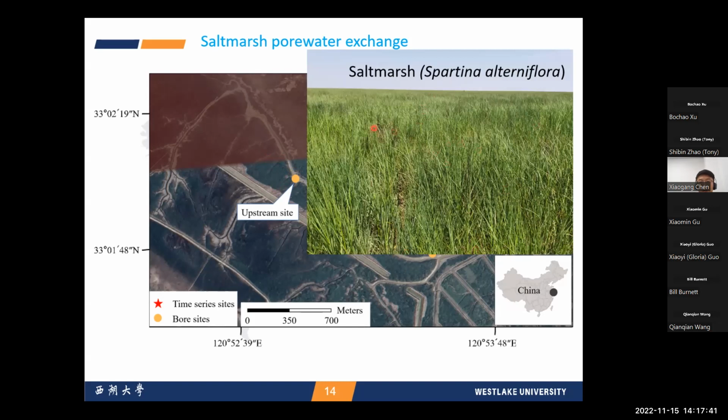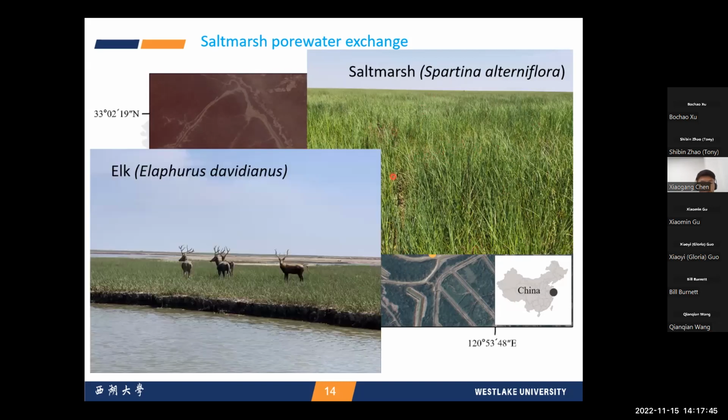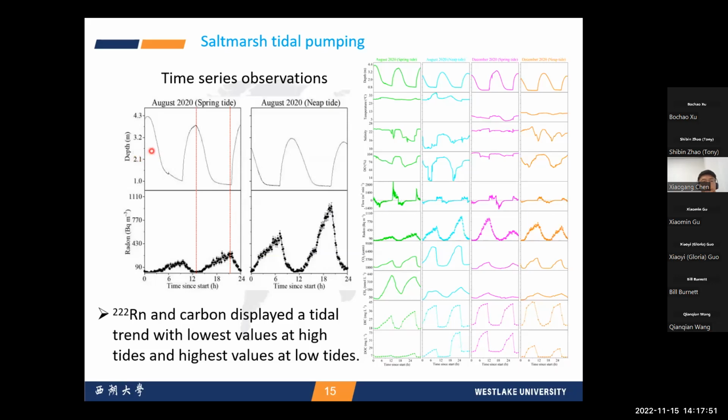So this is the major salt marsh vegetation in this reserve, and this is the elk in the reserve. Just have a look. So this is a time series of observations for the surface water.